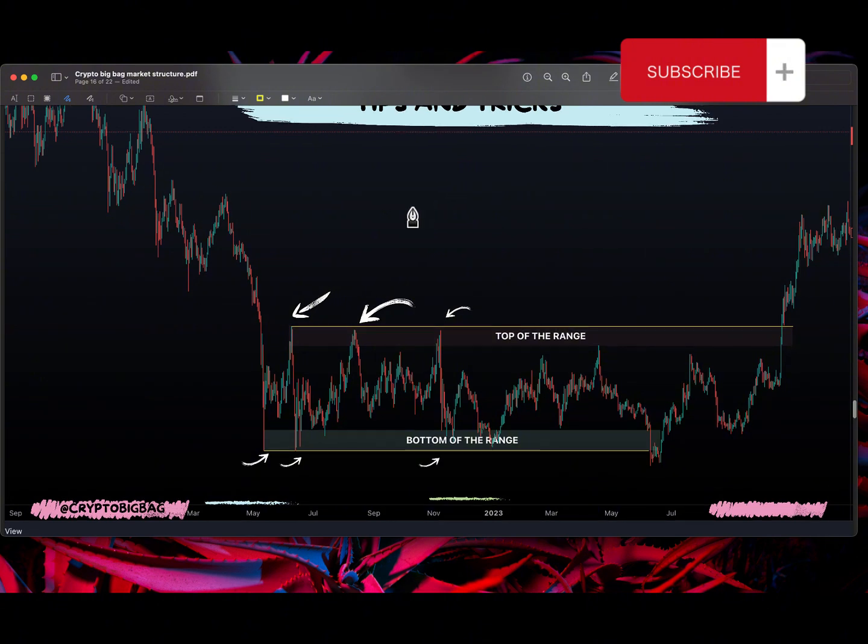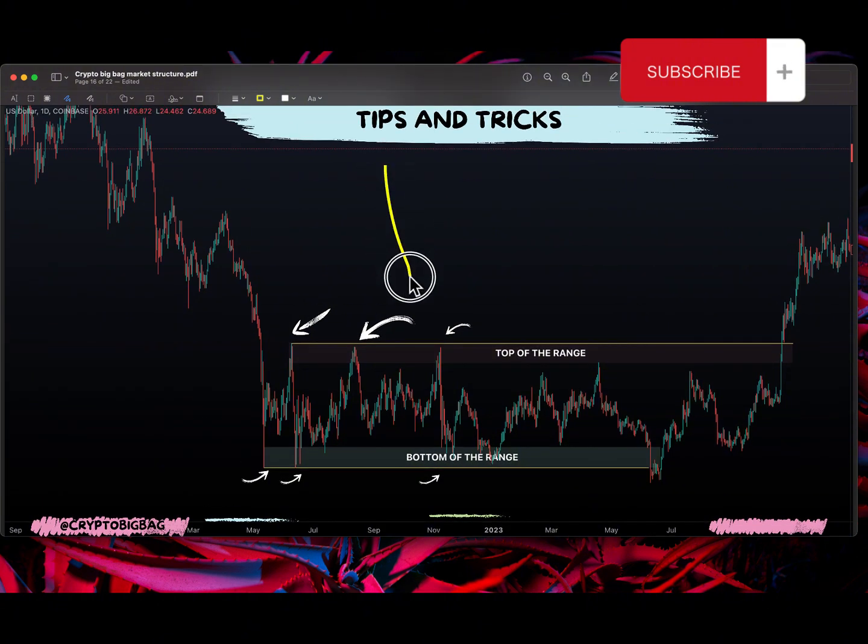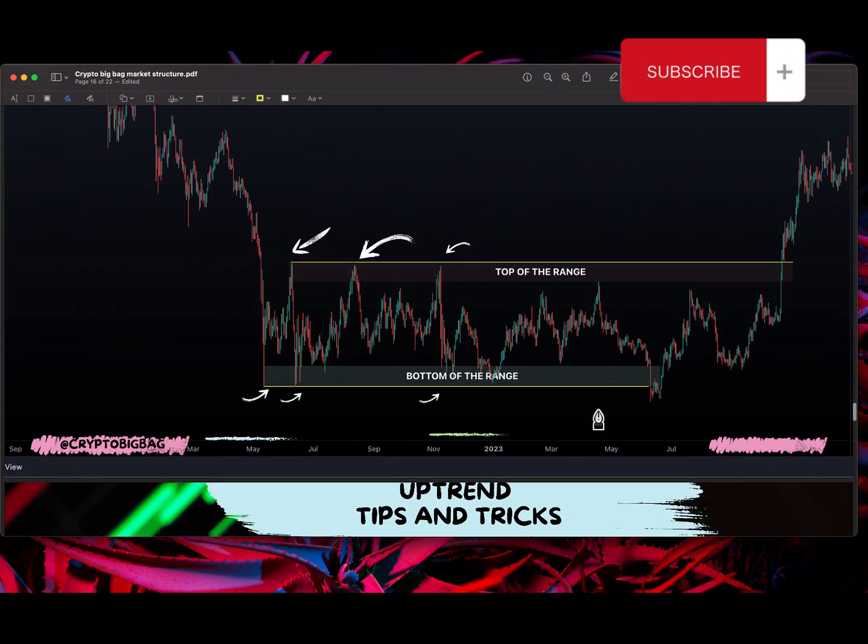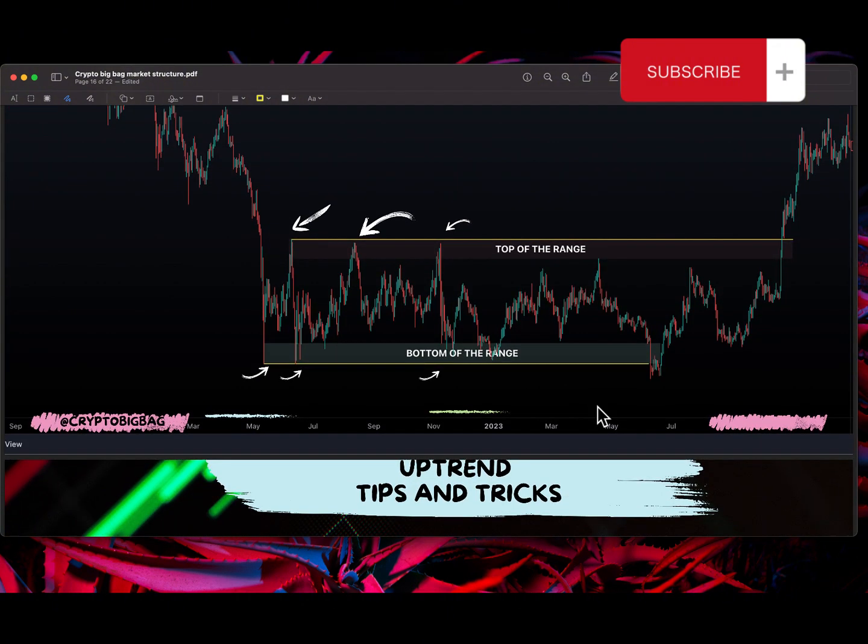Like I said, a ranging market is when price makes a low, creates a high, fails to go lower, fails to go higher, and is just going sideways, right? Then eventually at some point it's going to break, but you don't have to predict when it's going to be. You just have to wait for it to break and show you.